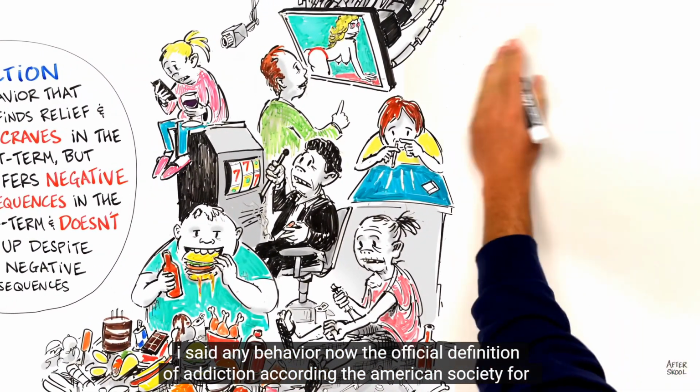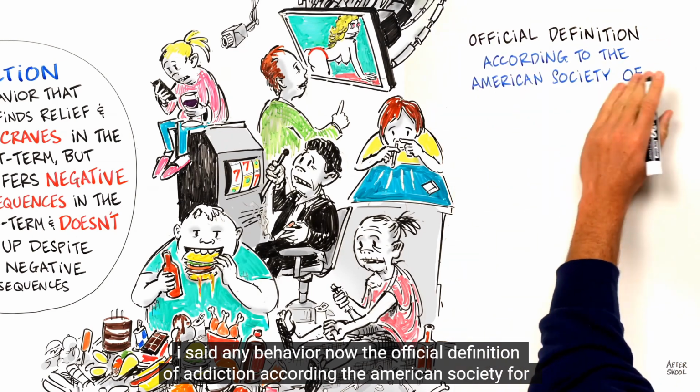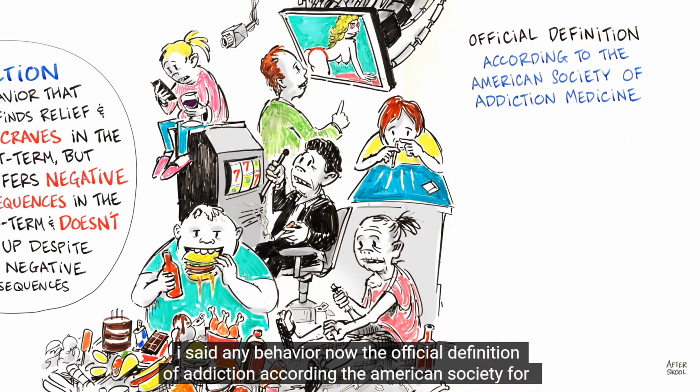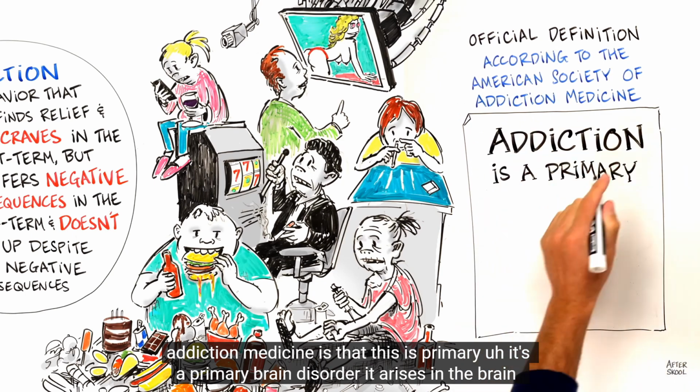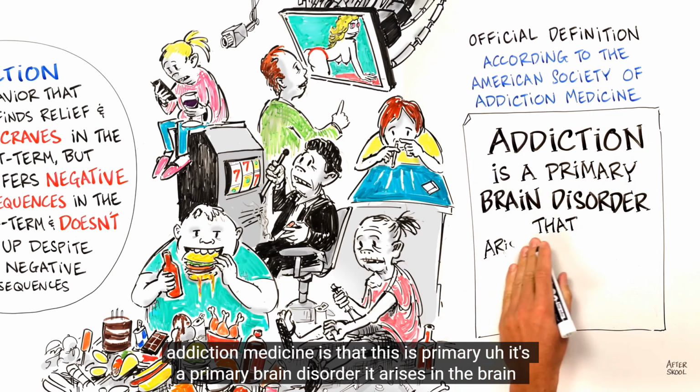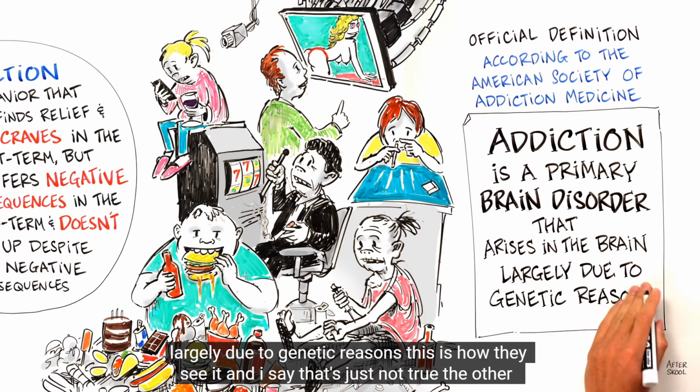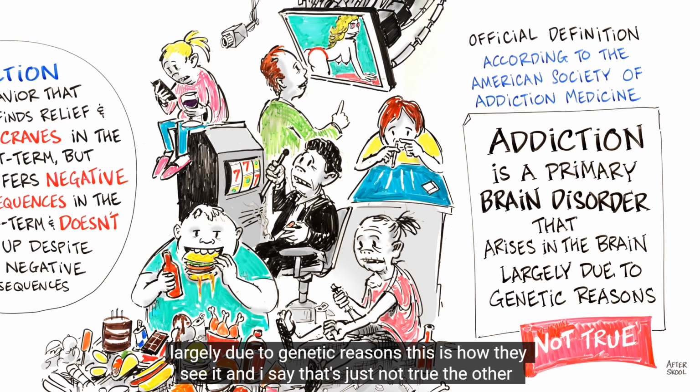Now, the official definition of addiction, according to the American Society for Addiction Medicine, is that it's a primary brain disorder. It arises in the brain, largely due to genetic reasons. This is how they see it. And I say that's just not true.